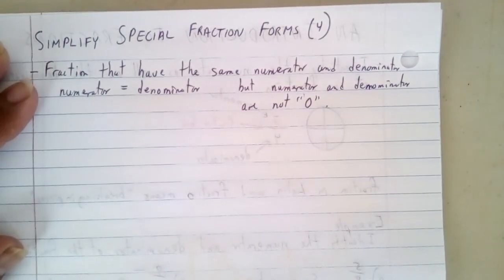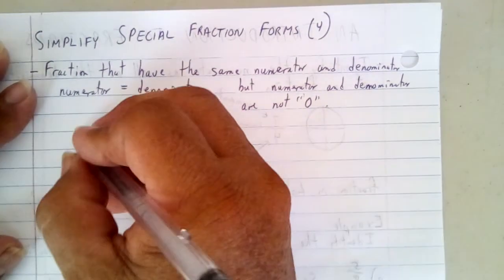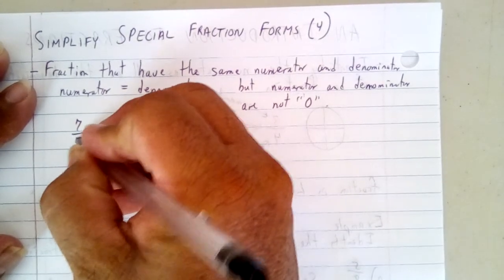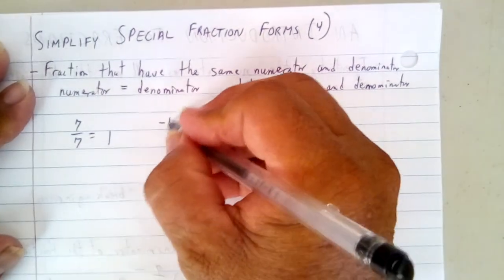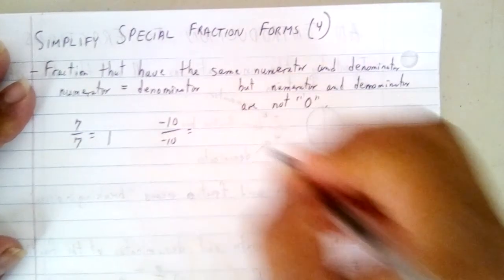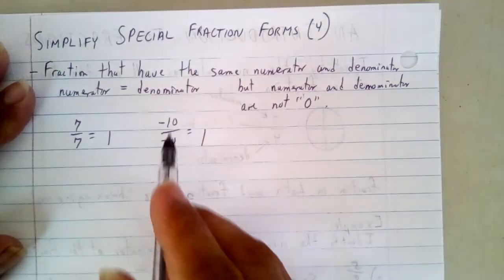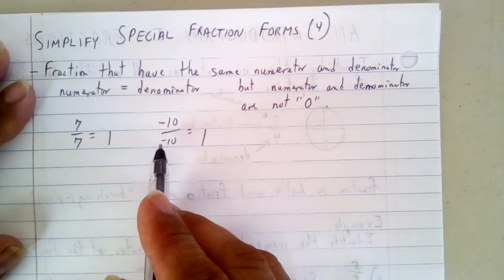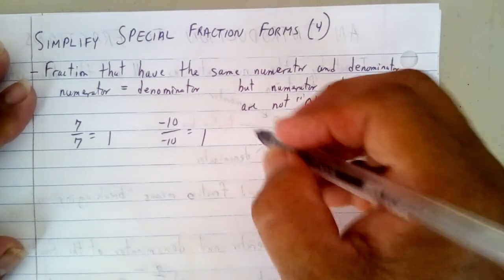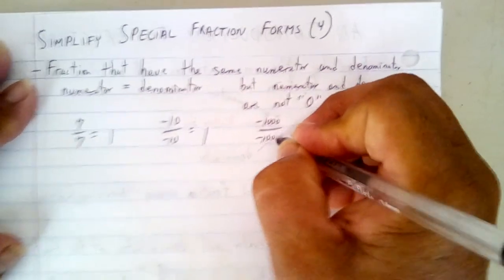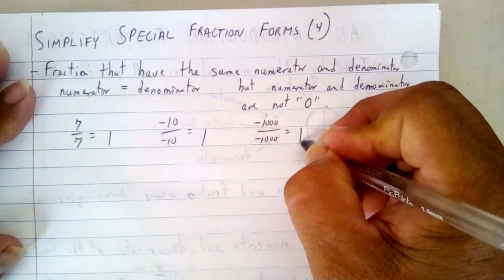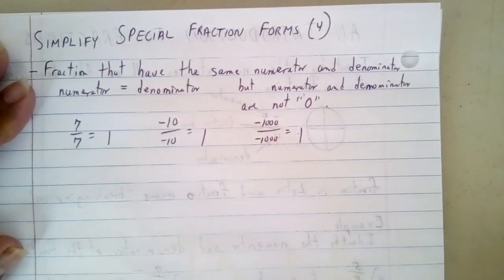Okay, so examples like this will be, if I have 7 over 7, that will give me 1. If I have negative 10 over negative 10, that is going to give me 1. A negative divided by a negative will give me a positive, so that's positive 1. If we have negative 1000 over negative 1000, that is still 1. That is what we mean by fractions that have the same numerator and denominator.